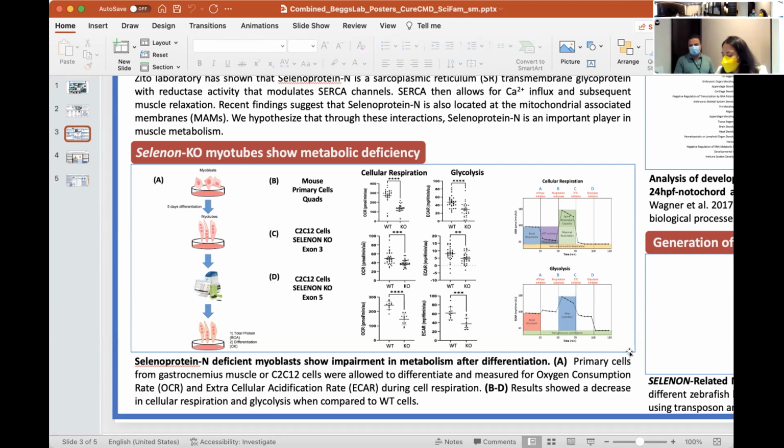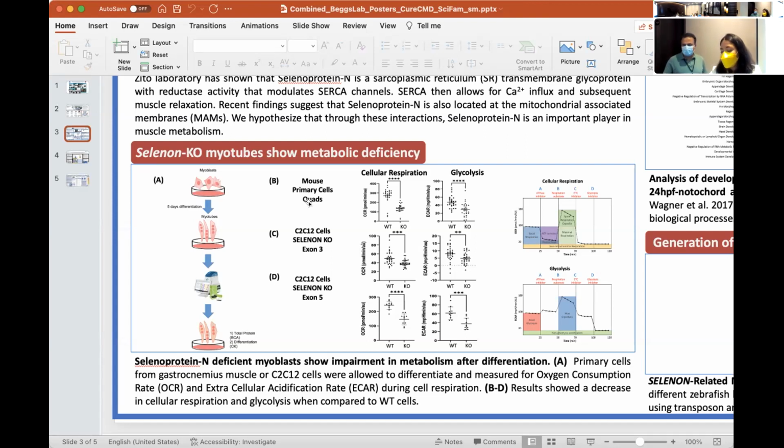I also verified that by taking cells out of the mouse and putting them in this same experiment. Because sometimes cell lines can create their own mutations and kind of rescue themselves, we want to try it in different cells from different organisms. So I also did that, just taking cells from the mouse quads. So I've tested this from muscles from the mice to verify that.